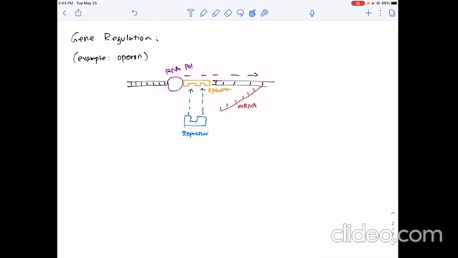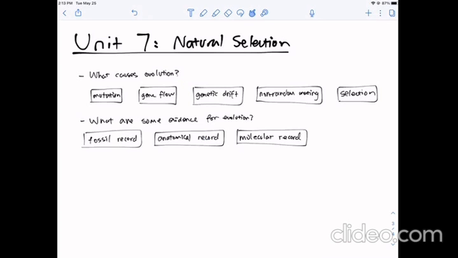Gene regulation is the regulation of genes and whether they're expressed or not. So here is an operon, which is an example of gene regulation, and the RNA polymerase transcribes mRNA only depending on whether the repressor is activated or not. So if it's activated, then no transcription will occur.